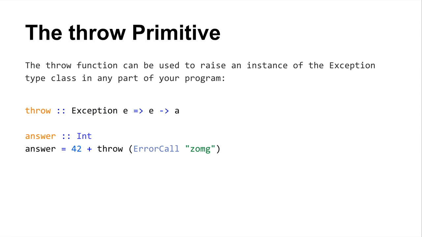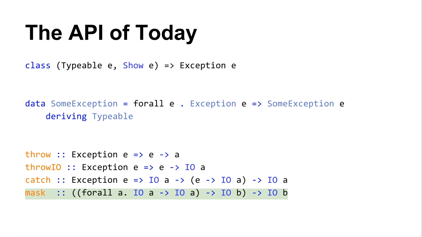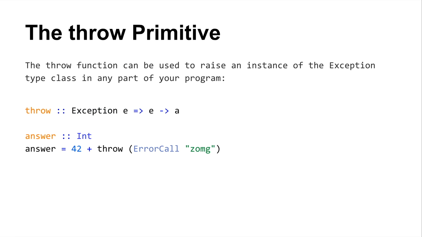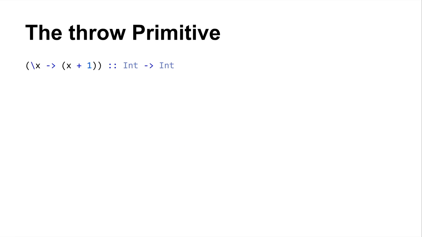Okay, so first thing, throw can be used to raise an instance of the exception type class in any part of your program. The words that I'm using are a little wishy-washy. It can actually be used to create an exceptional value somewhere in your program. And I mentioned this distinction between normal values and exceptional values. So you can see that this absolutely type checks: 42 plus throw error call. So I said here that you produce a value of type a, which is kind of foreign looking, right?